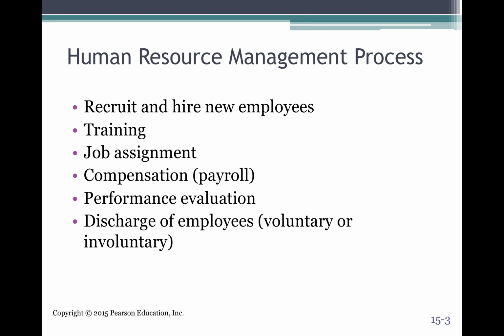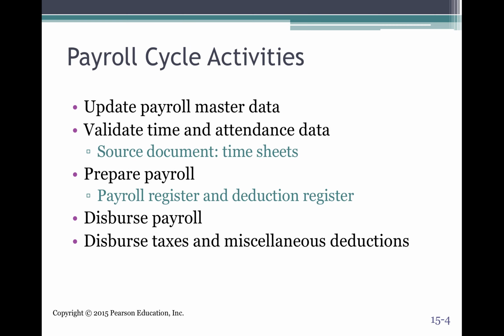So within the HRM process, we hire new employees, we assign training, assign them to jobs, compensate them through our payroll arm, evaluate performance, and then discharge employees, both voluntary and involuntary. For some of these, like recruiting and hiring new employees, we need to have controls in place. That's what we're going to discuss toward the end of our conversation.